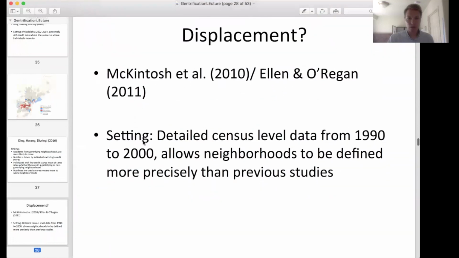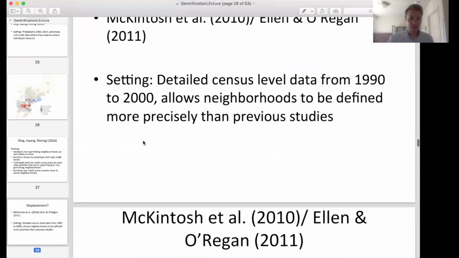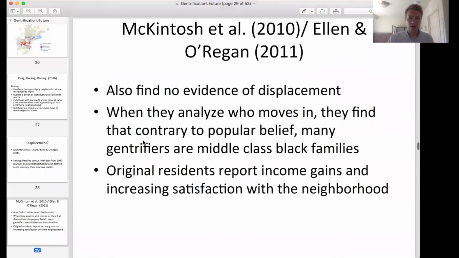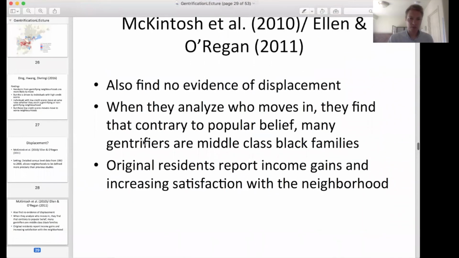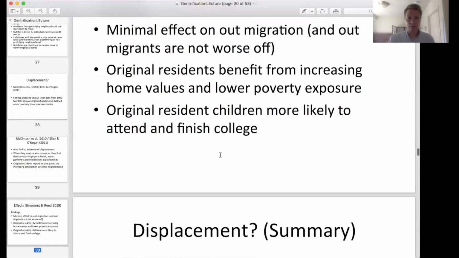Okay. We have more studies looking at more detailed census data. And again, there is no evidence of displacement. Actually, there is evidence that the original residents report that they've made a lot more. So what happens is maybe your rent goes up, but your income also goes up when your neighborhood gentrifies. And the original residents report they are actually more satisfied with the neighborhood as it's gentrified.